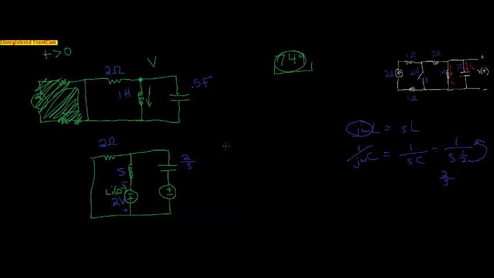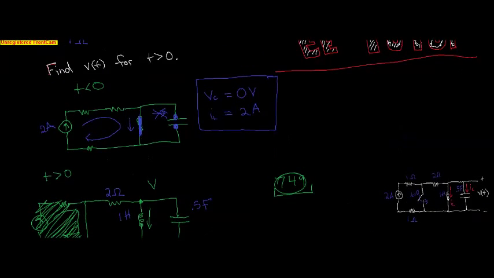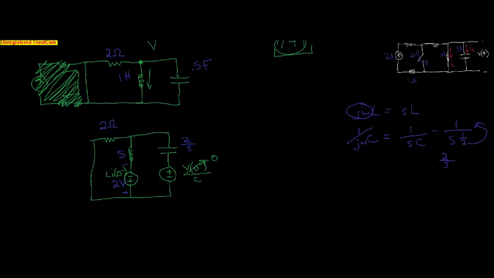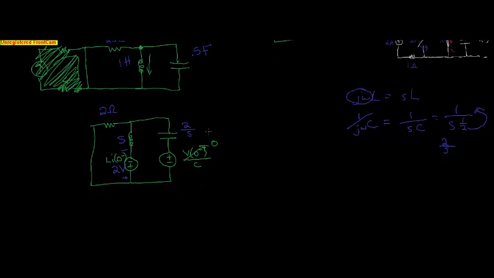And the value of this is V₀⁻ over C. But we said that this was equal to 0. If we scroll back up, V of C equals 0, so this can technically go away. Okay, so this is the circuit, and now we can play with this.